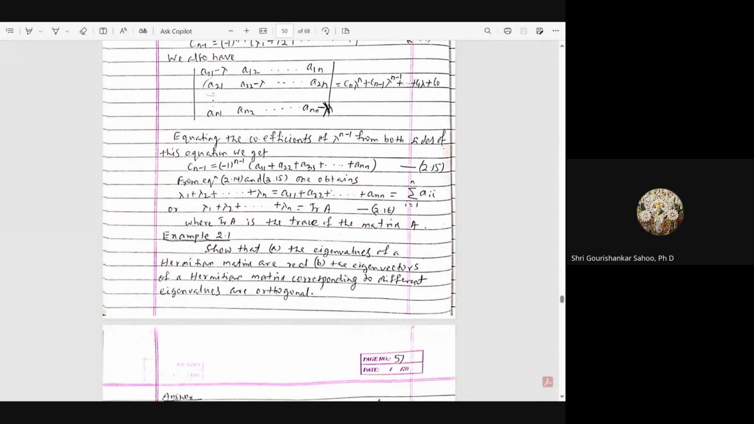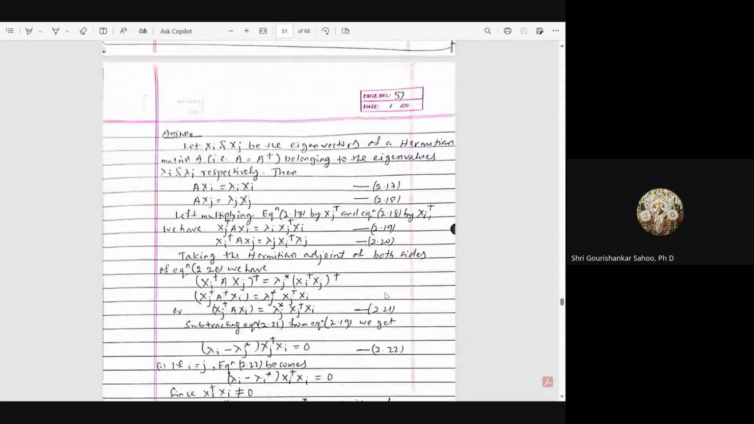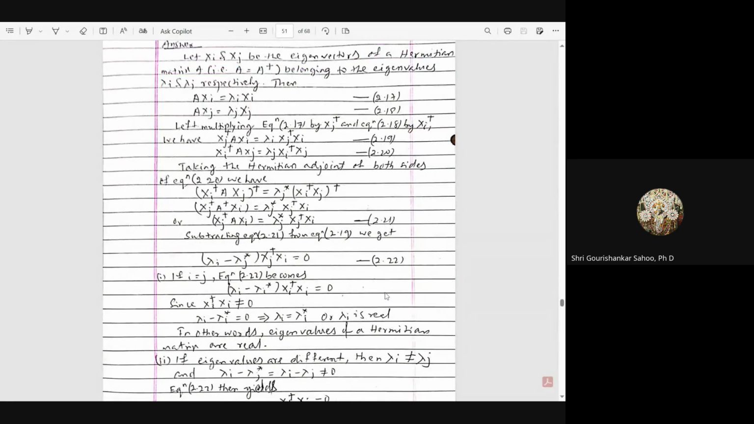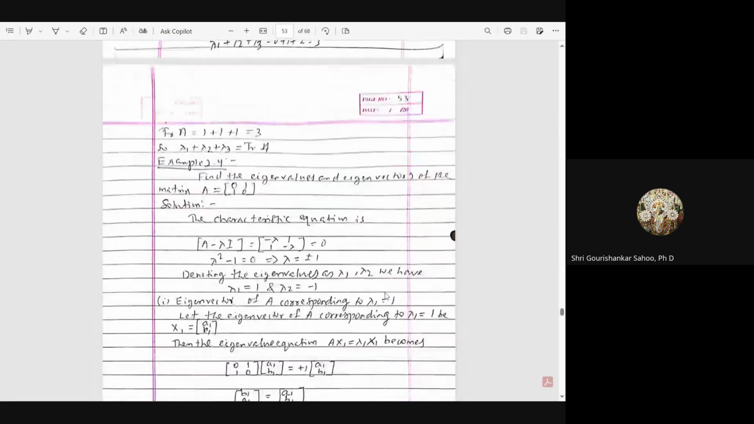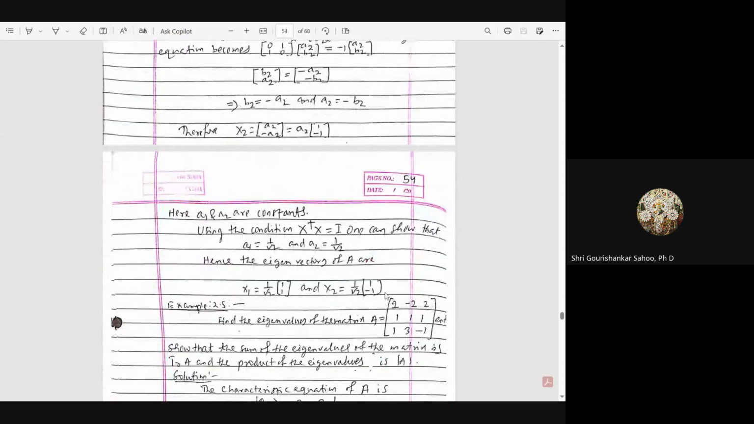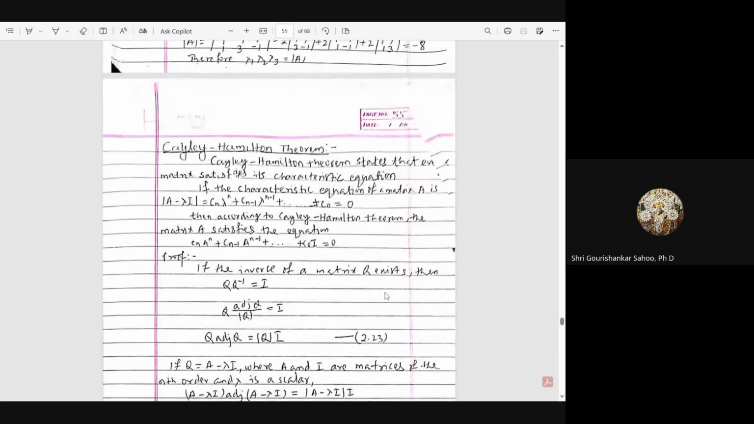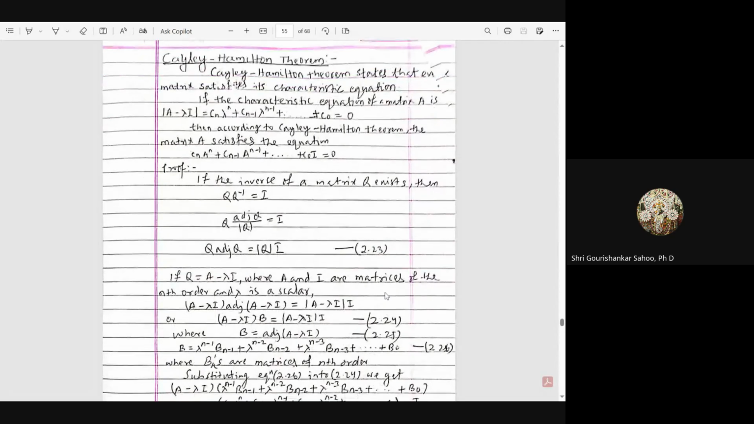Here is an example showing that the eigenvalues of a Hermitian matrix are real, and the eigenvectors of a Hermitian matrix corresponding to different eigenvalues are orthogonal. So here is the proof. You can try this. There are some other examples, and there are also many examples in your course material.